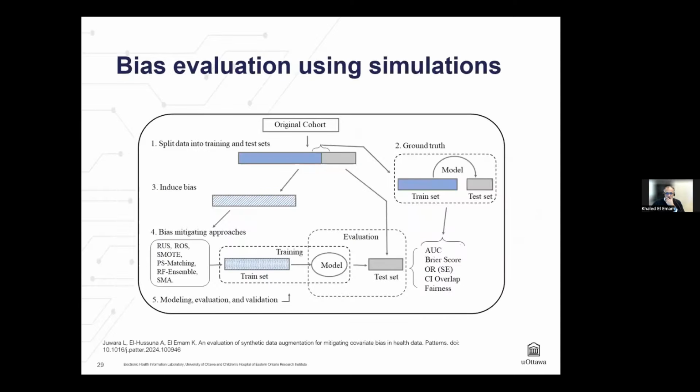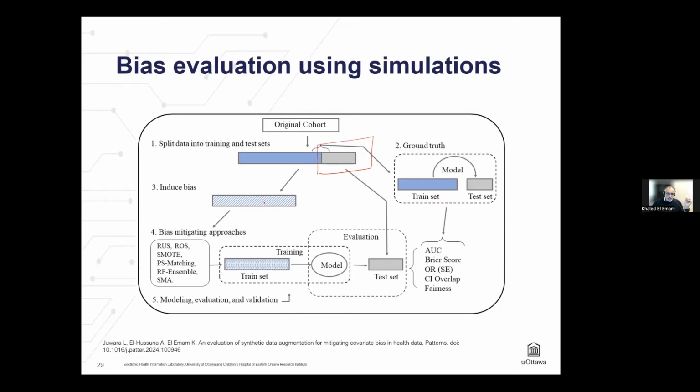And so the basic protocol was, and this is really important for the whole data set. We just took one chunk of the data set, and that was the test set for everything. So it was one test set carved out that was used for evaluating all the bias mitigation approaches and also for evaluating the ground truth.